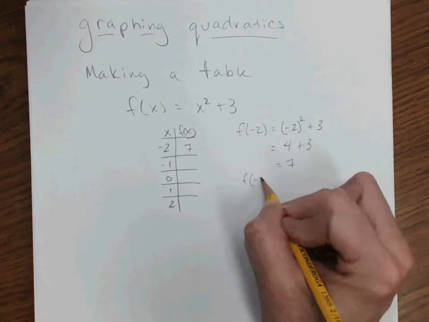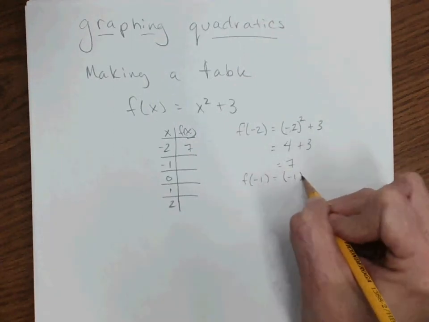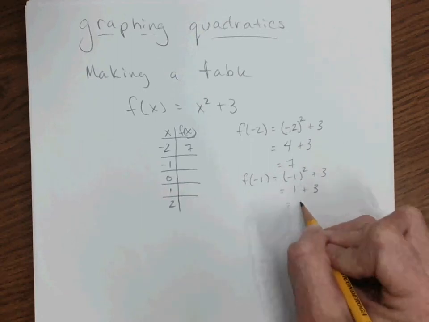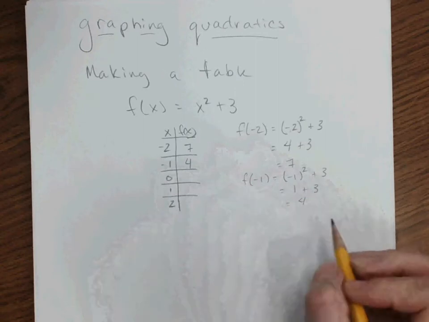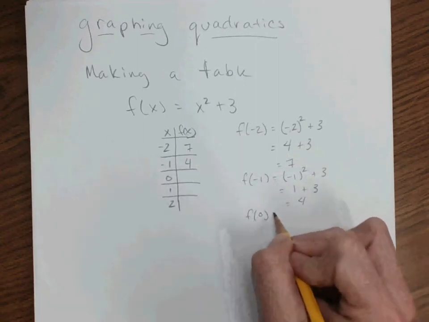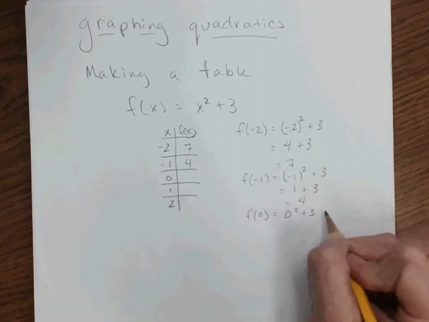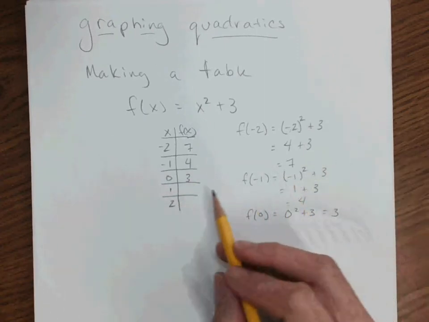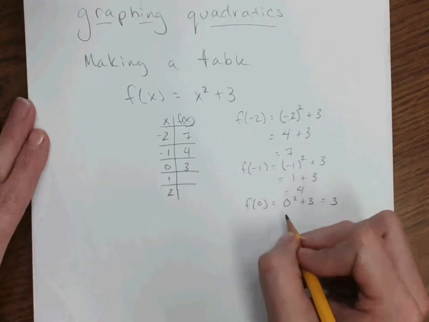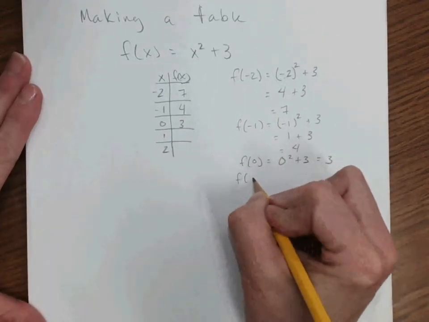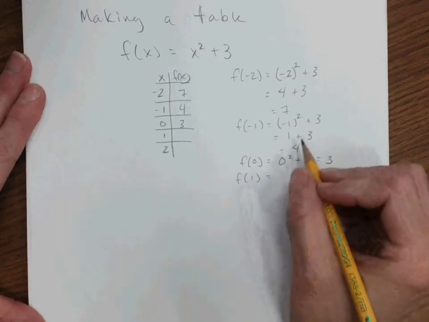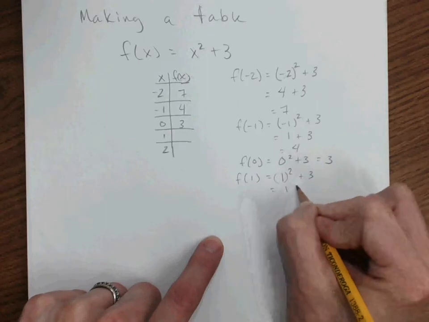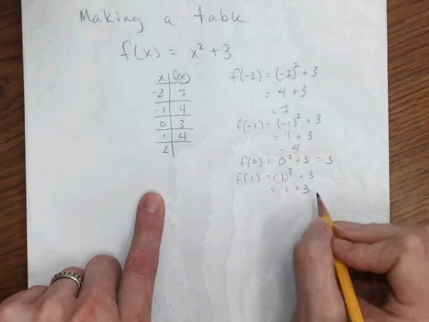If I plug in a -1, I'm going to have -1 squared plus 3. That's going to give me a 1 plus 3, which gives me 4. If I plug in a 0, I'm going to end up with 0 squared plus 3. That's just going to give me a 3. Now something kind of fun happens when I plug in a 1 for this one. Let's scoot this up here. If I plug in a +1, I end up with 1 squared plus 3. I still have a 1 plus 3. So it starts to go back up.